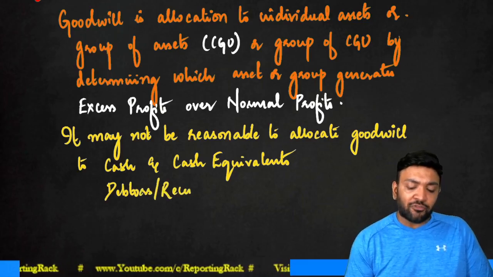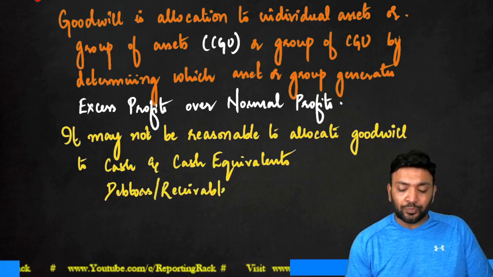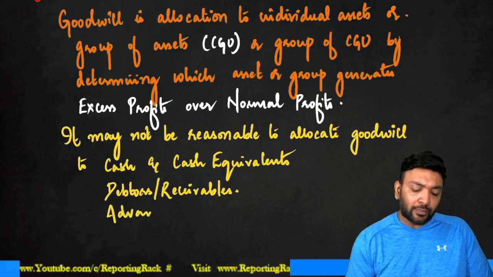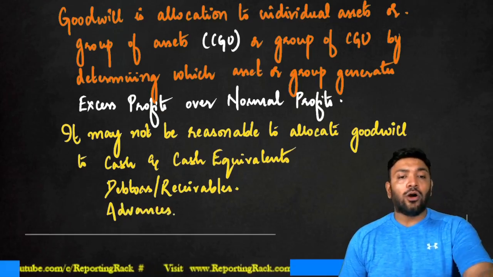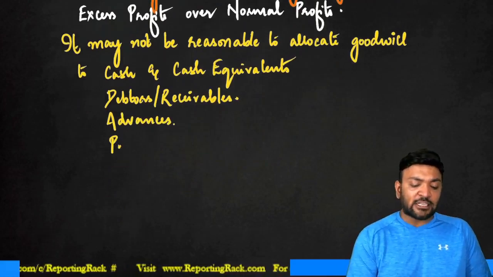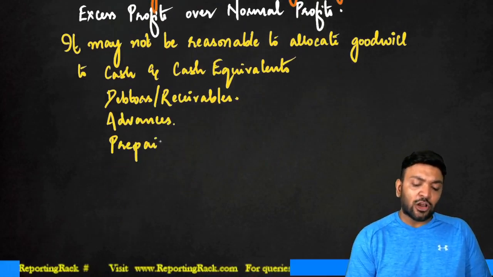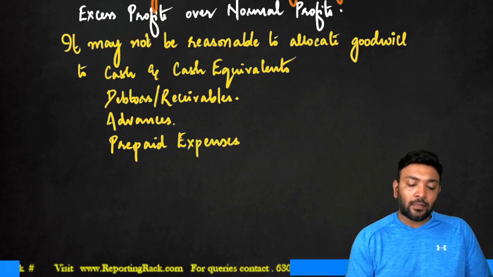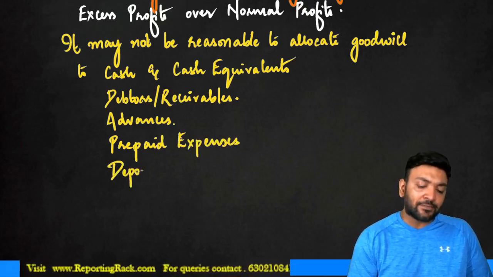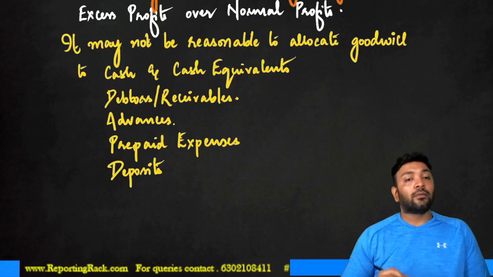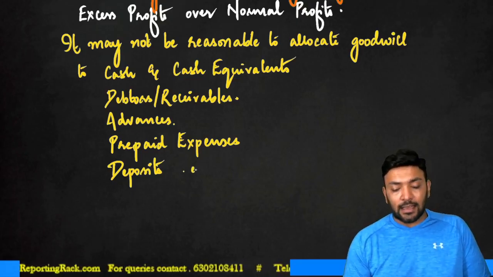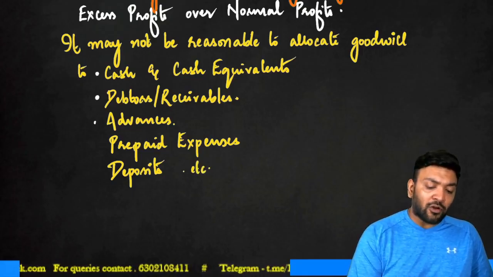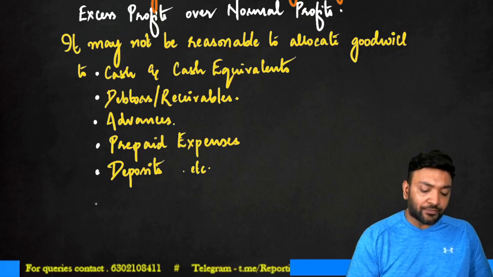Receivables can also be in the form of bills receivable, or in the form of advances, or assets held in the form of prepaid expenses. These are also assets only. Amounts held as deposits. Accept. I'm not moving anything else. If you want me to write one more, I can write one more also, yes.